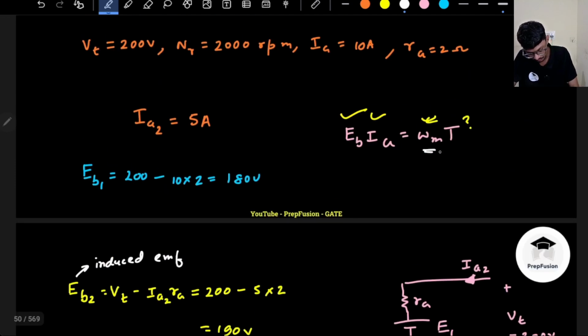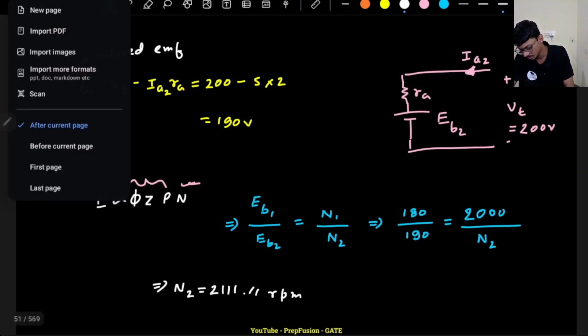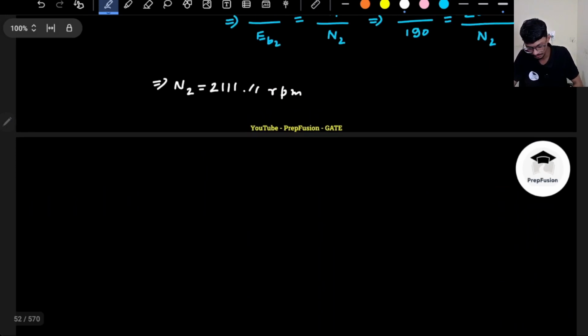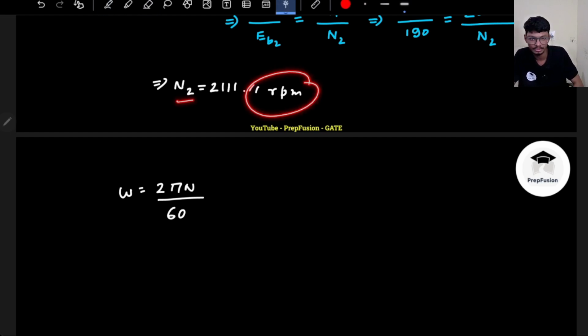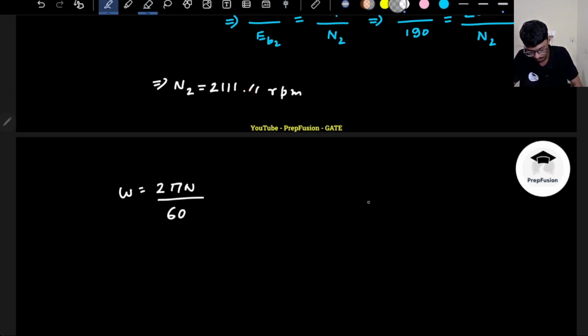But here, what is the unit? It is radian per second, right? How do you convert into radian per second? One formula you can remember is omega equals 2 pi N by 60. If you want to remember, you can remember this formula. I can derive it as well. So what does N mean? N means rotations per minute. Let us convert this into per second. So if I want to convert this into per second, it will be N by 60.